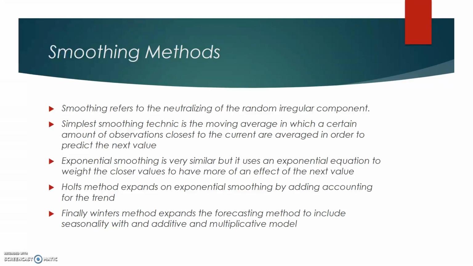Holt is another method which expands on exponential smoothing by accounting for the trend. And then the Winters method is also another one, and that expands the forecasting method to include seasonality with an additive and multiplicative model. So basically it starts from the simple, and not necessarily as it gets complex, but with every step down, it builds on the other model while incorporating something new into it.